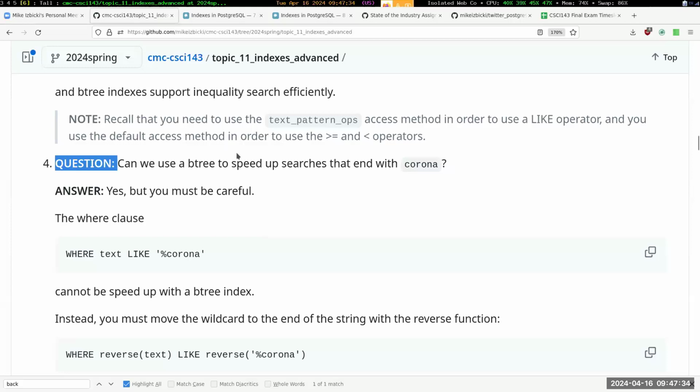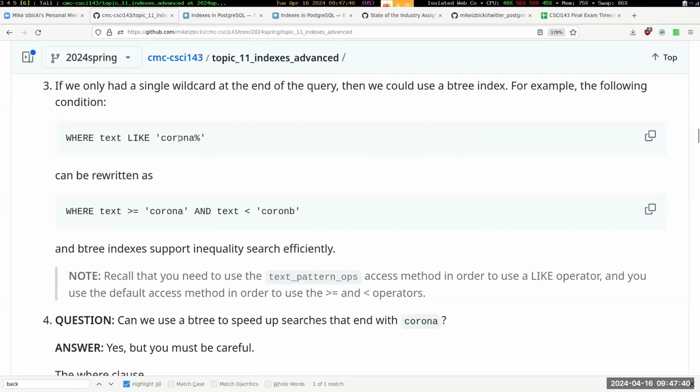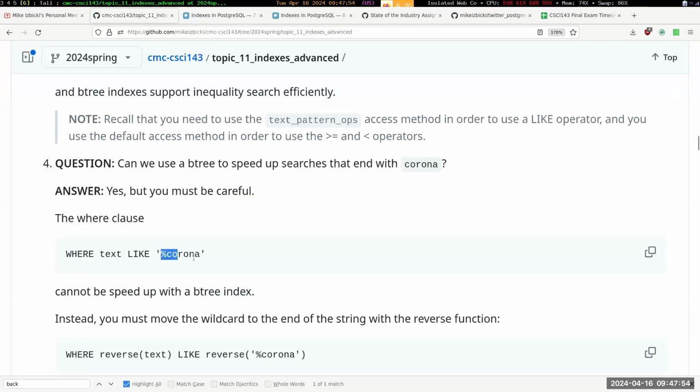One of the things we did in the lab is, what if we reverse that? In this query up here, the word corona comes at the beginning of the phrase. What if we wanted corona to be at the end of the phrase, something like this? This is where a lot of people made mistakes in the lab and didn't get credit. It is possible to speed up something like this, but you must be very careful, because you can't just speed up a query like this.